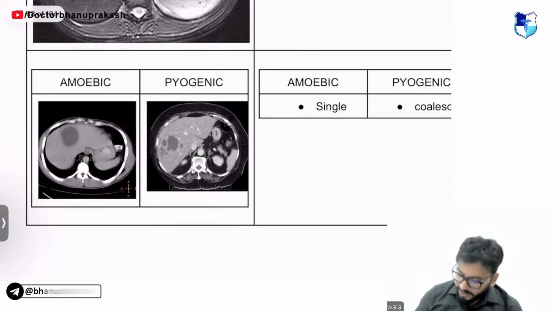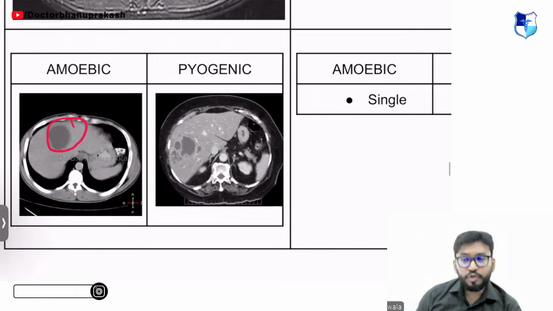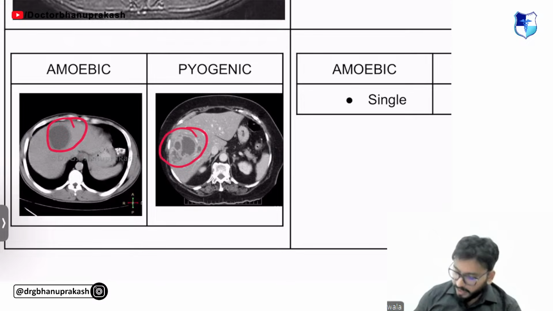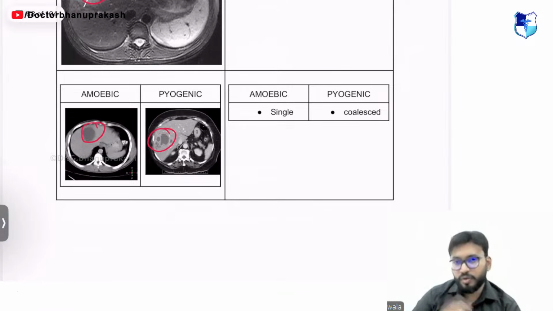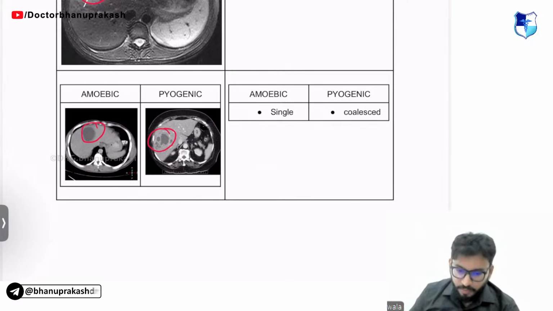Amoebic versus pyogenic liver abscess. Amoebic is single, usually in the right lobe of the liver. Pyogenic has multiple coalesced lesions, and they can be distributed throughout the liver. Okay, moving on.